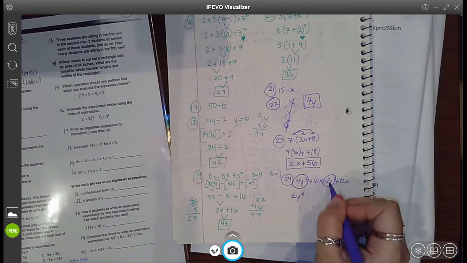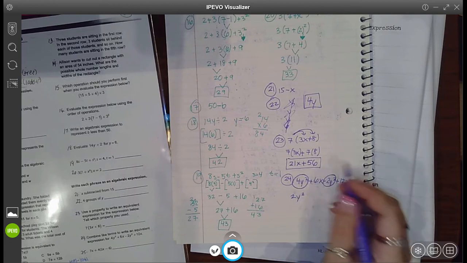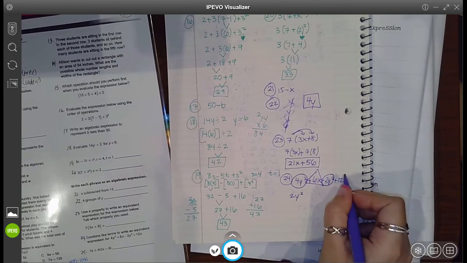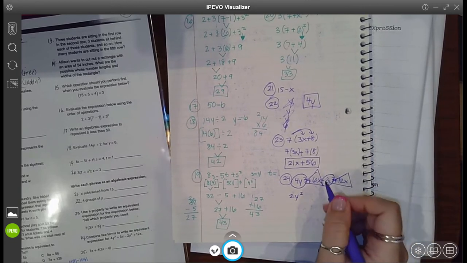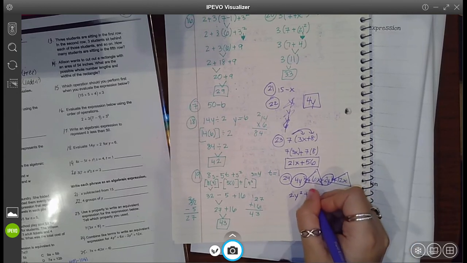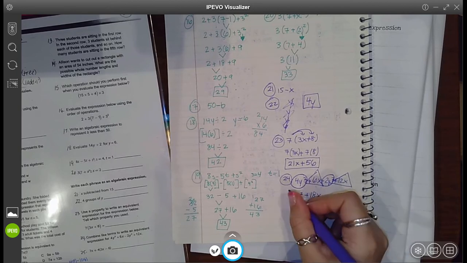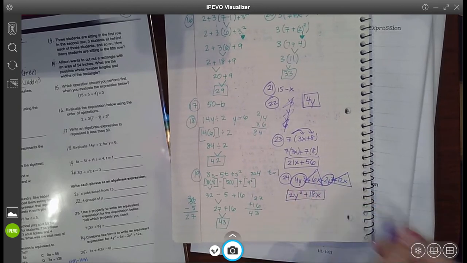If this was 4y squared and negative 2y, I wouldn't be able to combine them because it's not the same letter to the same power. And then you combine the coefficients. So I subtracted those. These ones are both x's to the power of 1. So when you combine them, 6x plus 12x is 18x. And again, you can't combine those because they're not the same letters raised to the same power. So that is my final answer.